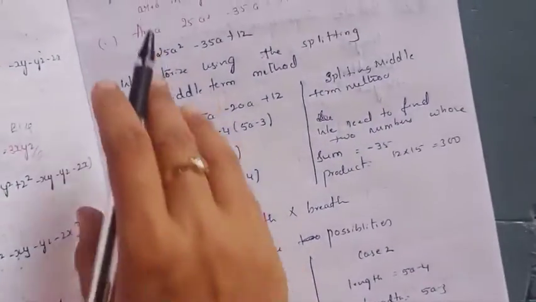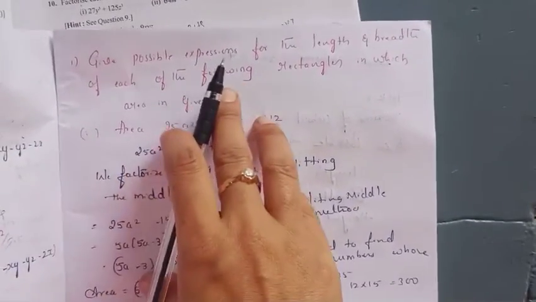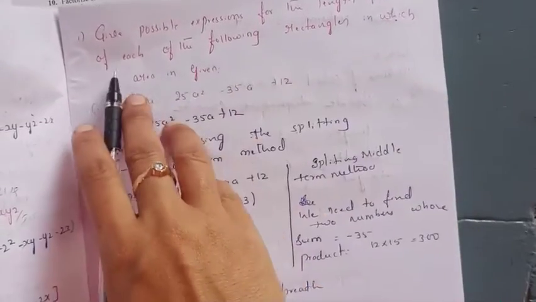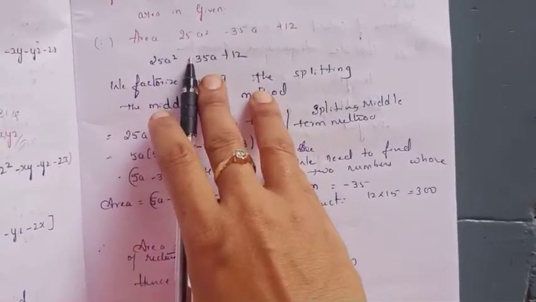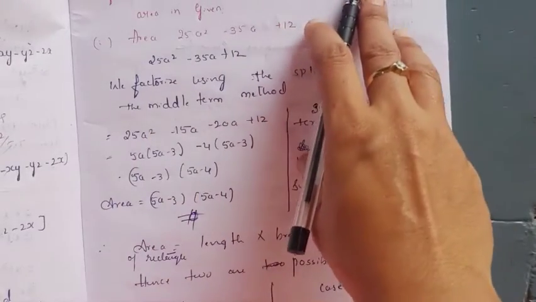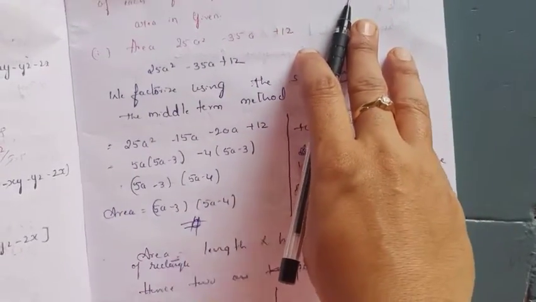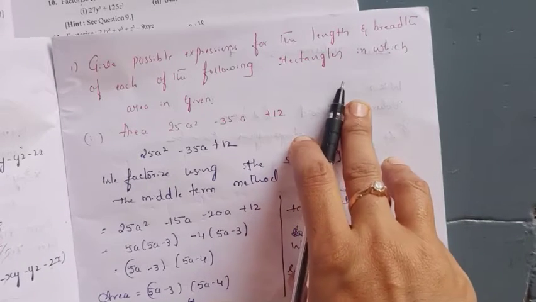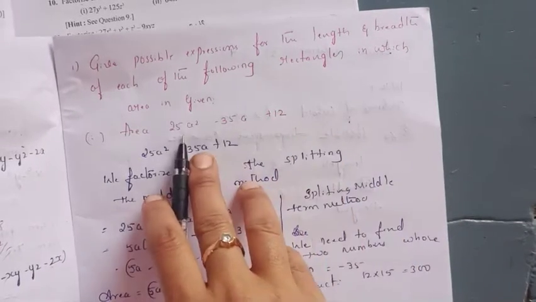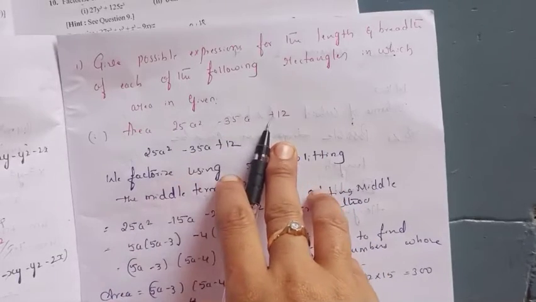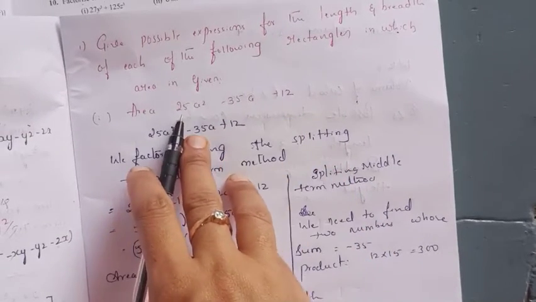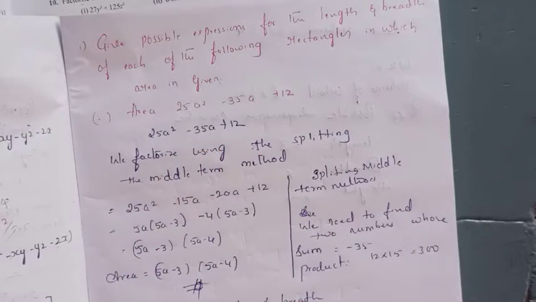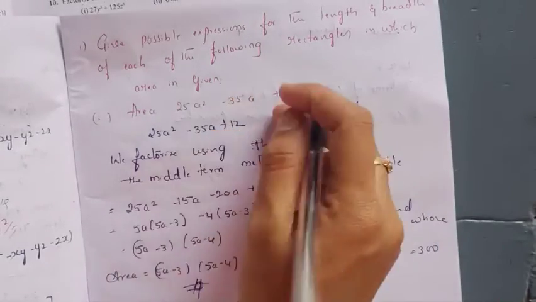15th problem. Give a possible expression for the length and breadth of each of the following rectangles in which area is given. Possible expression means we should find out now the area of the rectangle. Area of rectangle, what is the formula? Length into breadth. We should find out two roots now by using this equation, that is what they have given, 25a square minus 35a plus 12. By this equation we should factorize now.